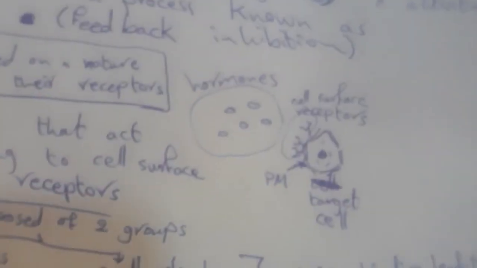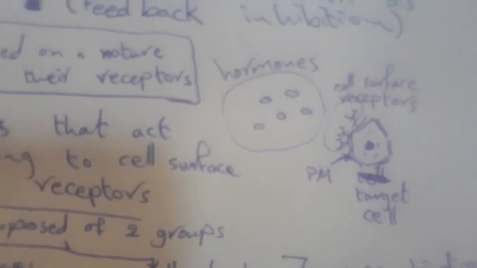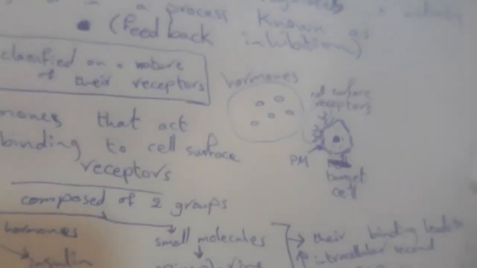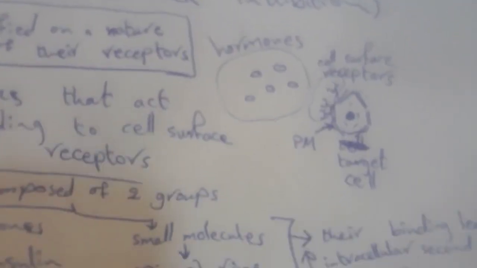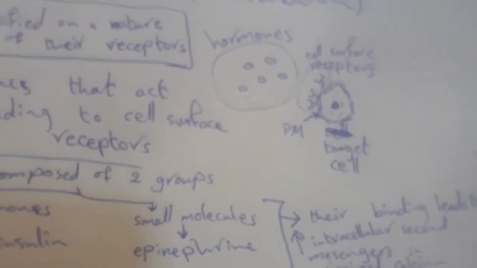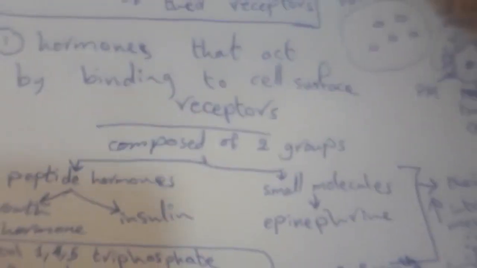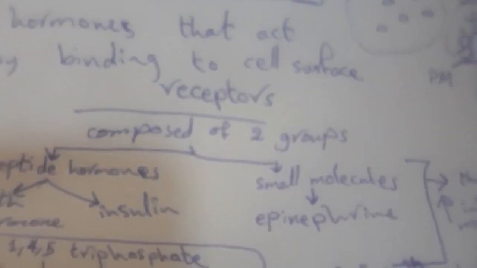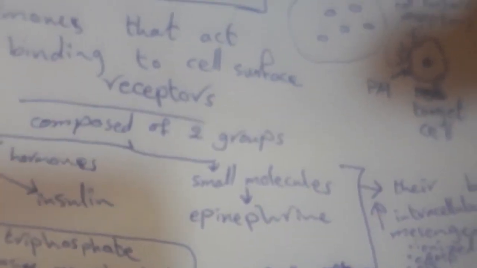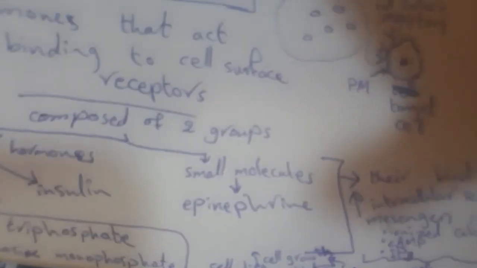At first, there are hormones that act by binding to cell surface receptors, and there are hormones that act by binding to intracellular receptors. In the first class, we will discuss the hormones that act by binding to cell surface receptors, which are composed of two groups. The first group is called peptide hormones, for example growth hormone and insulin, and the second group is small molecules, for example epinephrine.